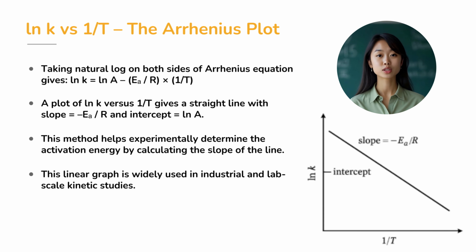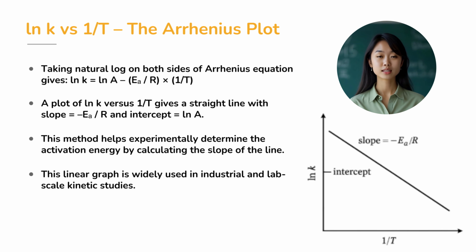What if you wanted to determine the activation energy of a reaction in a lab? That's where plotting comes in. If you take natural logarithm on both sides of the Arrhenius equation, you get ln K equals ln A minus Ea divided by R into 1 over T. This gives you a straight line equation, just like y equals mx plus c, where ln K is plotted on the y-axis and 1 over T on the x-axis.